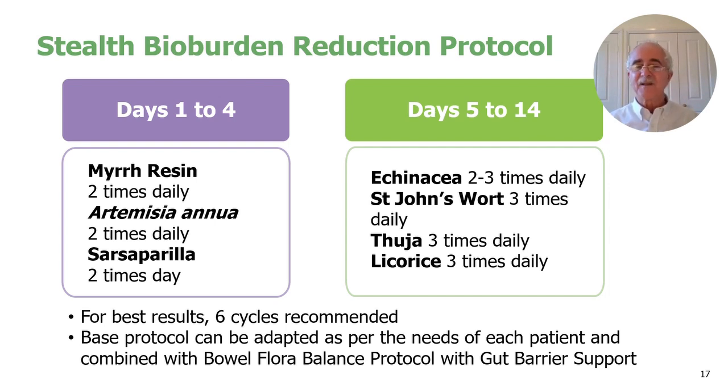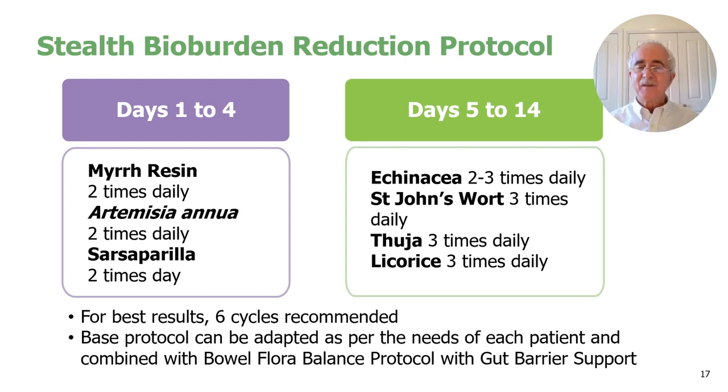But Artemisia annua does also have antiviral activity, good antiviral activity, and myrrh stimulates the immune system against a whole range of pathogens. And then days 5 to 14, you're taking more an antiviral approach using echinacea for immune support and 3 key herbs that I think are clinically relevant with antiviral properties: St. John's wort, thuya, and licorice. Bioavailable curcumin is another one you can even add in days 5 to 14 for antiviral properties. For best results, 6 cycles recommended, so that's 84 days. That's nearly 3 months, but that can give you the best results.